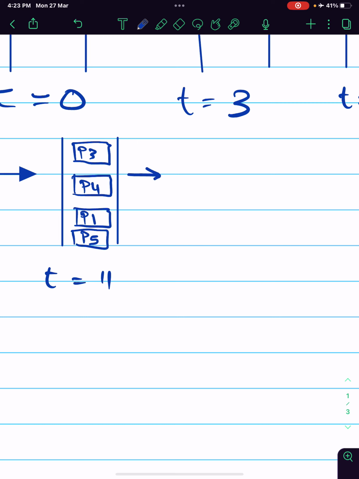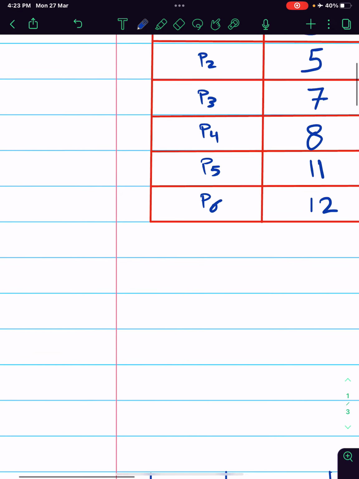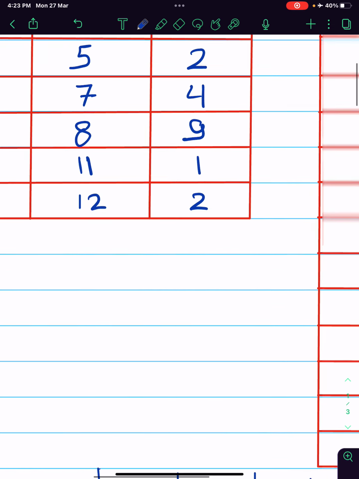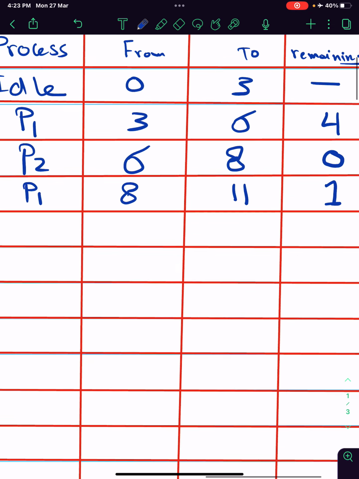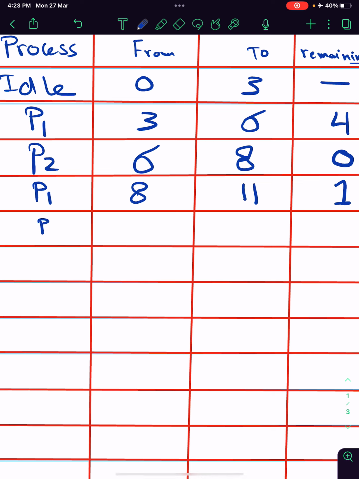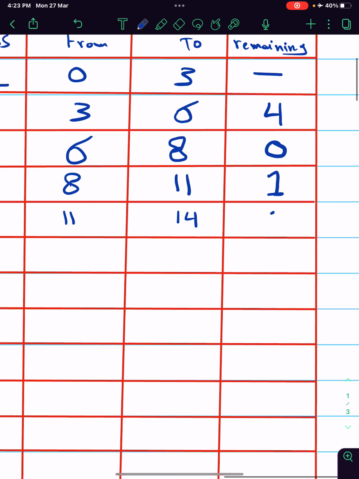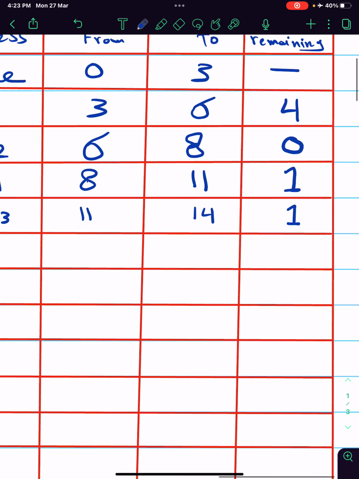Okay? Now, the burst of P3, let's look at it. P3 has a burst of 4. That's the one on top of the queue. So P3 will work from 11 all the way to 14, and the remaining time here is 1. Okay?